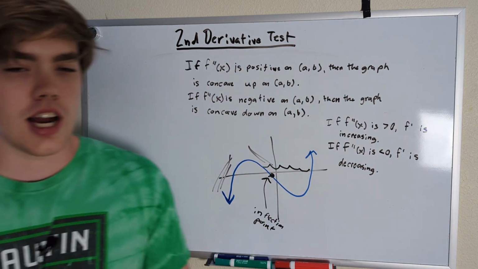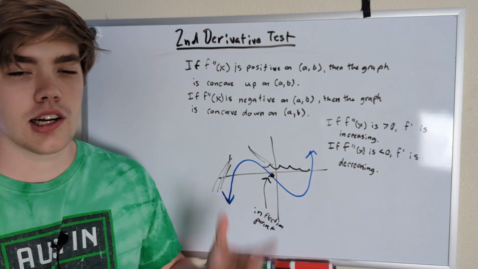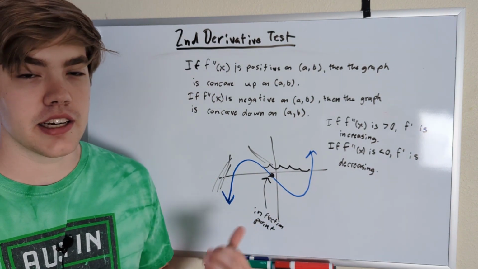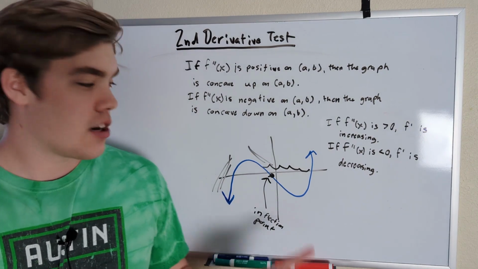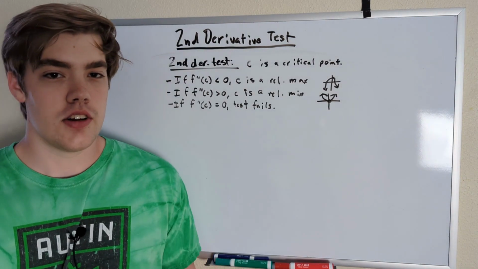The inflection point on a graph is when the graph changes concavity from either concave down to concave up or concave up to concave down. These points will be very important when we graph these functions because we need to know where the concavity changes. We'll talk more about the inflection point when we get to graphing. We're not there just yet. So let's talk about the second derivative test itself.